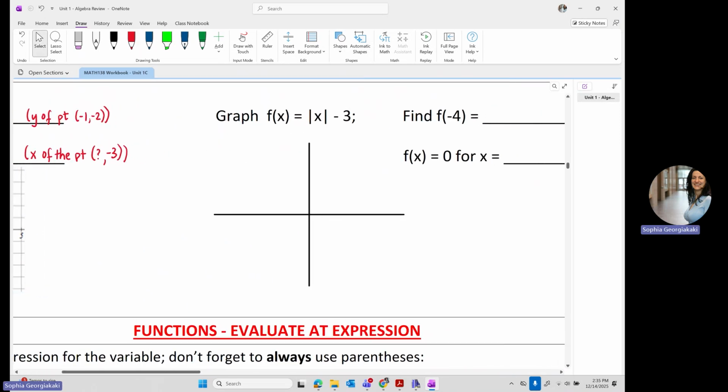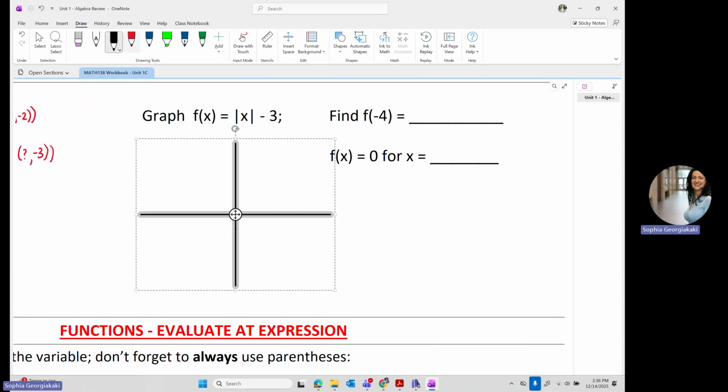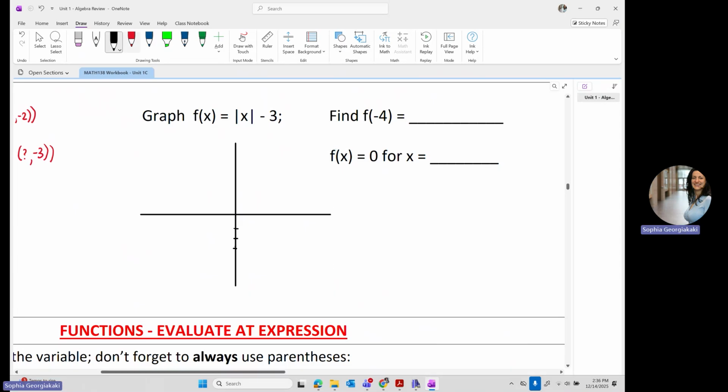If I graph the function absolute value of x minus 3, when x is equal to 0, 0 minus 3 is here. When x is 1, 1 minus 3. When x is 2, 2 minus 3. When x is 3, 3 minus 3. 4 minus 3. 5 minus 3. When x is -1, it's again 1 minus 3. When x is -2, it's 2 minus 3. When x is -3, 3 minus 3, etc. The graph of the absolute value function looks like that.